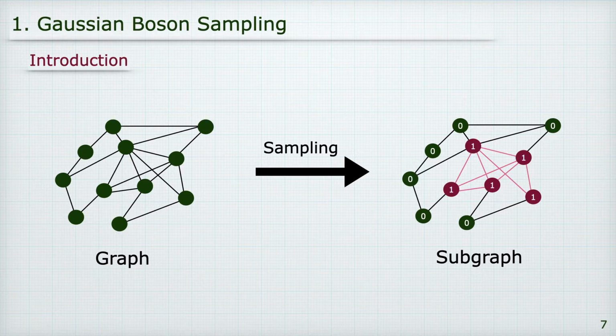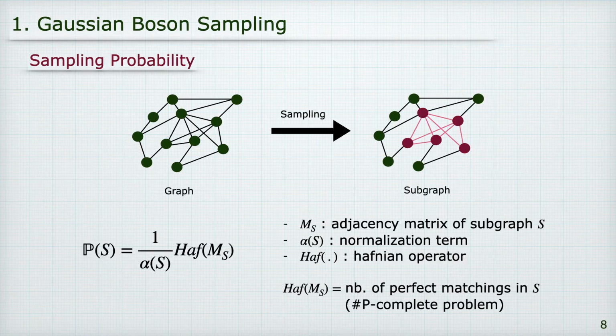But what kind of subgraph does it sample? There is a probability law that is given in the formula here. Basically, the probability of sampling a subgraph S is proportional to the hafnian of its adjacency matrix. That is, the probability of sampling S is proportional to the number of perfect matchings in S. And computing the number of perfect matchings in a graph is a #P-complete problem. This is why simulating the behavior of GBS with classical computing is intractable for large graphs.